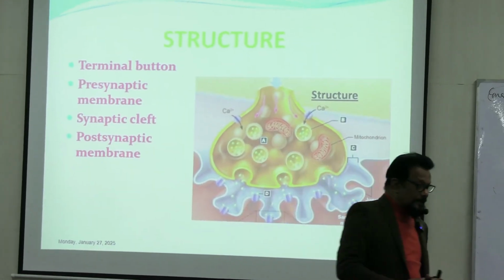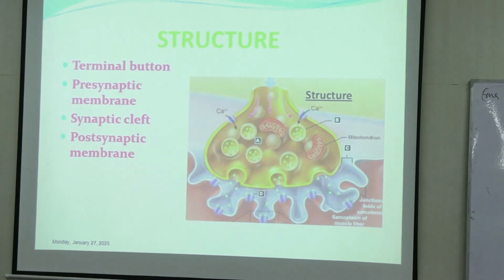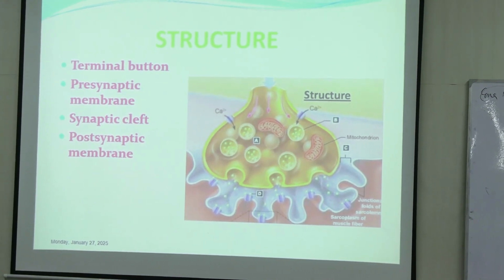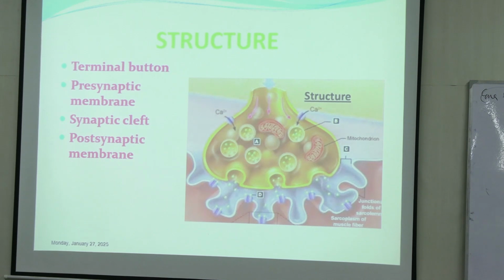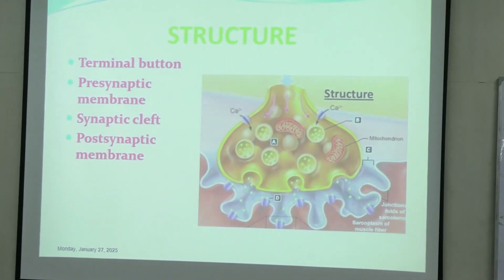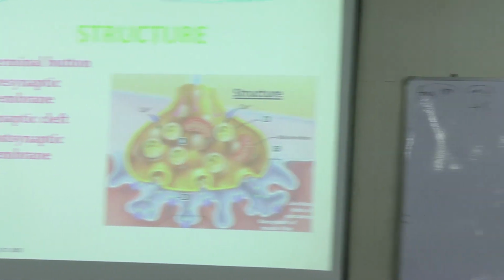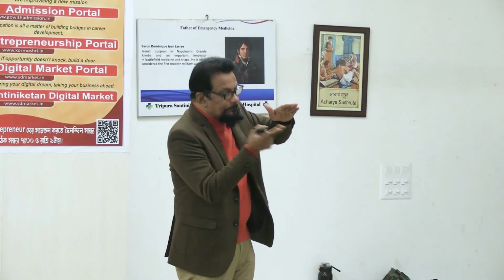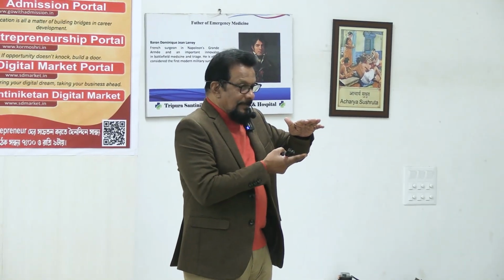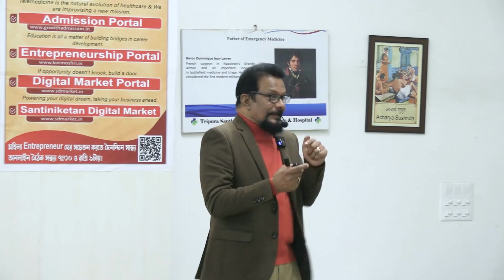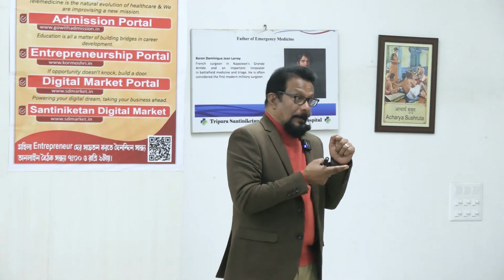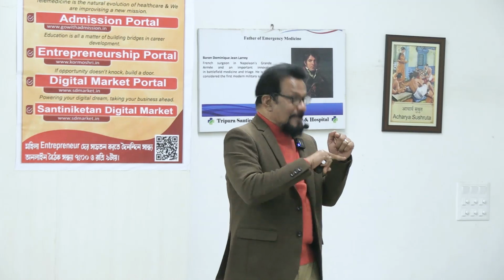And now we'll be studying the structure of the neuromuscular junction, the microscopic structure. What is there in the neuromuscular junction? In the neuromuscular junction, you will get the terminal button. Then what will you get? The presynaptic membrane. Then you will find a gap, the synaptic cleft. And after this, you will find the sarcolemma, the muscle membrane.